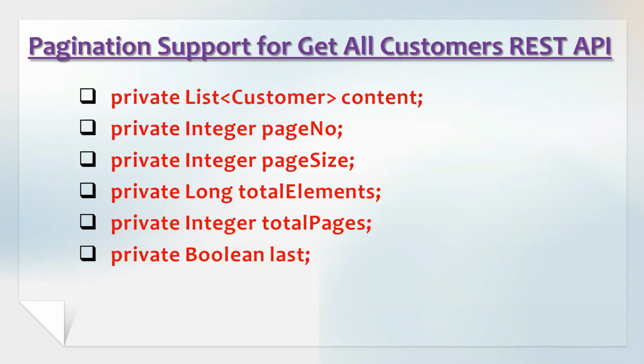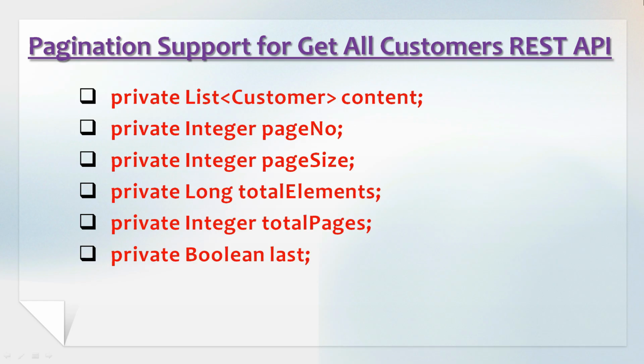In previous video, we have provided pagination support for existing getAll customers REST API. We have tested that pagination support also, but in the response, we need to send few more details to the client. Like we need to pass these details, that is private list of customer content and page number, page size, total elements, total pages, is last. So we need to send these details to the client as a response. Okay, now let's go and let's create the class with these parameters.